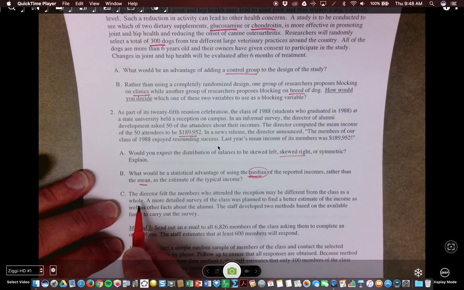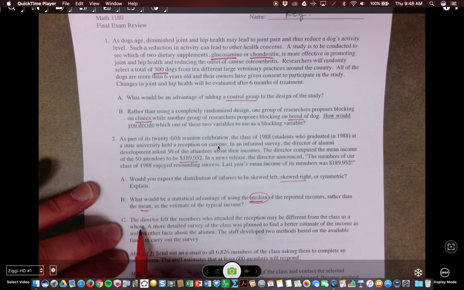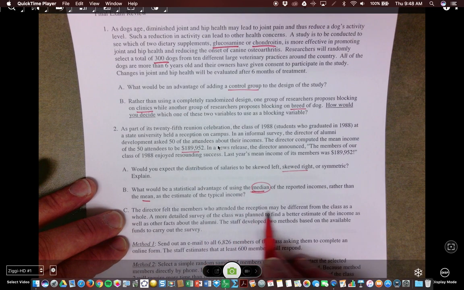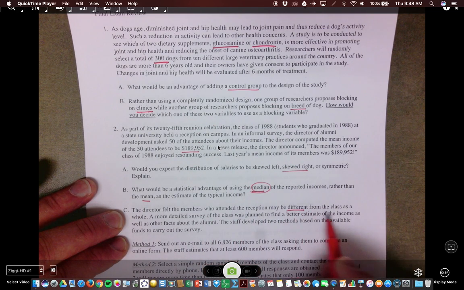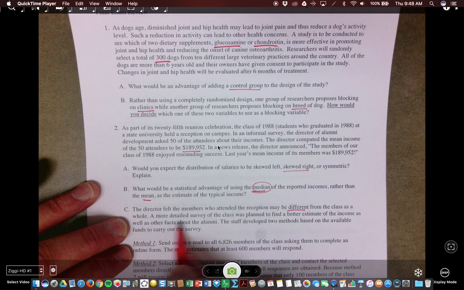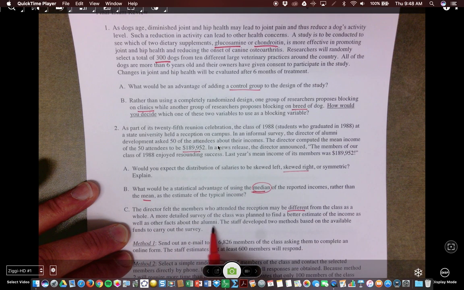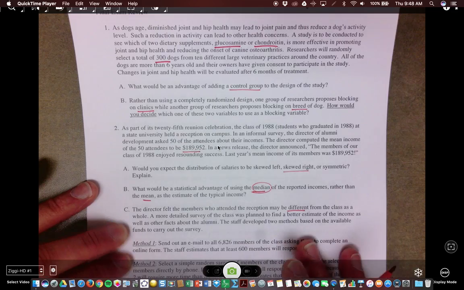Okay, now if you think about this problem, the last part of this one says, the director felt that the members who attended the reception may be different from the class as a whole. A more detailed survey of the class was planned to find a better estimate for the income, as well as other facts about the alumni. The staff developed 2 methods based upon the available funds to carry out the survey.